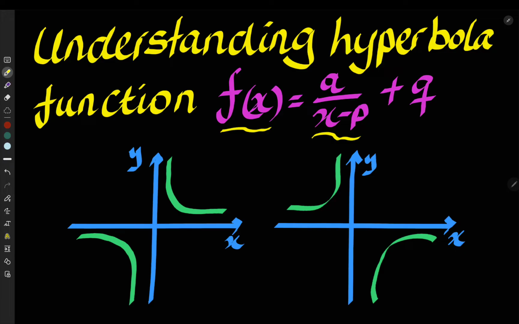So when you usually sketch such a graph, you end up with a graph like this one, or this one, with two parts of the graph. There is another part in the opposite quadrants. So yeah, in the next section, I'm going to explain the key features, like the a, the p, and the q. What do they do to the graph?